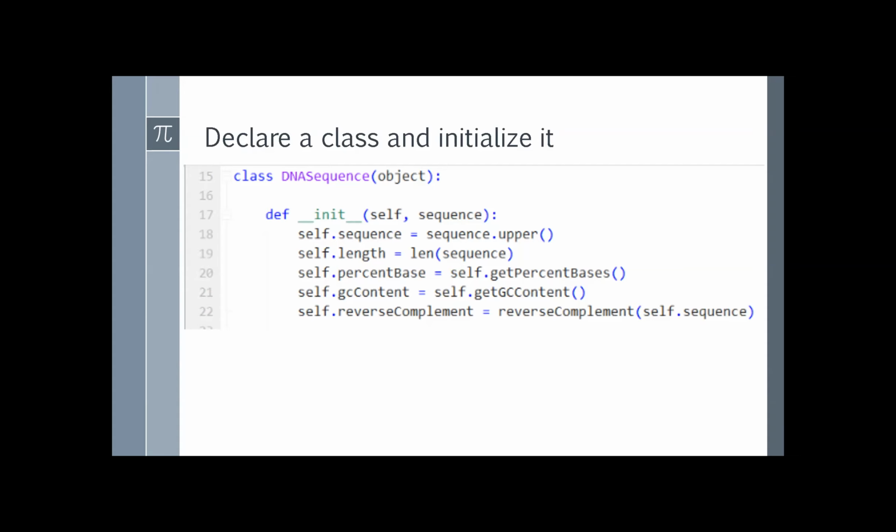Keep in mind that, for example, in this DNA sequence class, the DNA sequence itself is just a string of A's, T's, G's, and C's. So it's a text string or a character string. But length is going to be an integer, and it wouldn't make sense to have an integer.upper function, right?